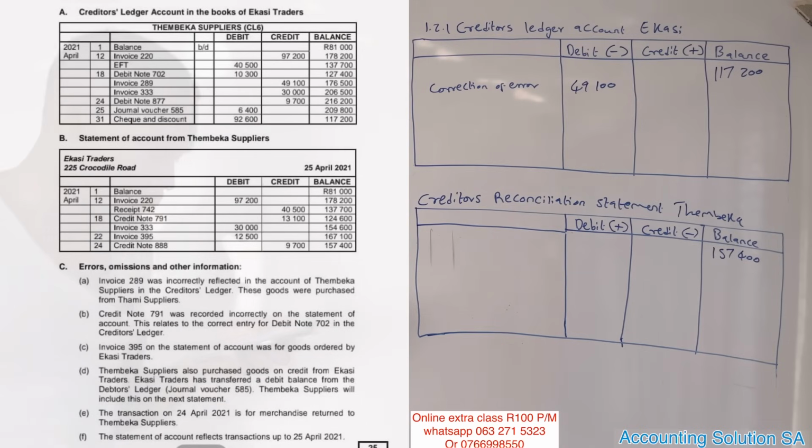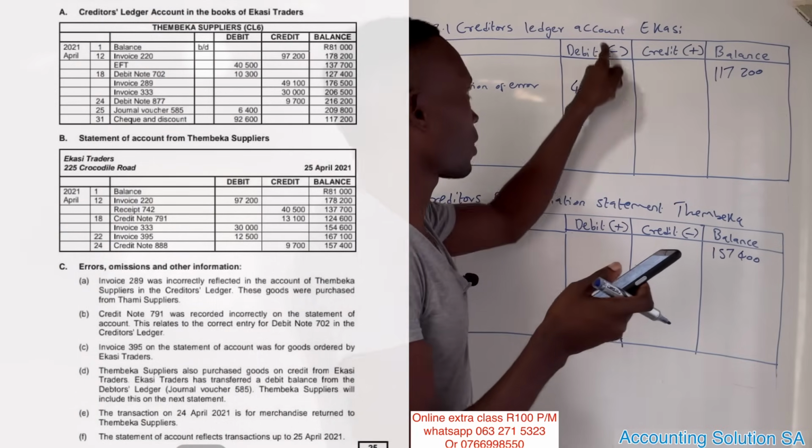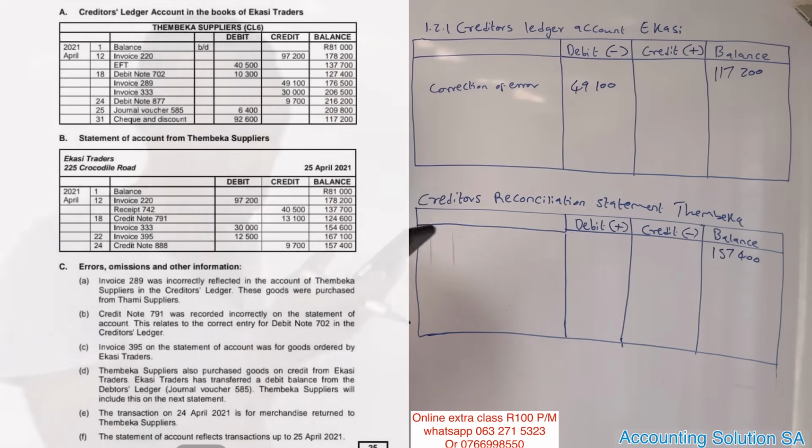Number B, a credit note 791 was recorded incorrectly on the statement of account. This relates to the correct entry for debit note 702 in the creditors ledger. Now let's check what happened. A credit note, guys, is when we return goods. When we return goods, it must subtract our liability. Okay, let's check what happened.